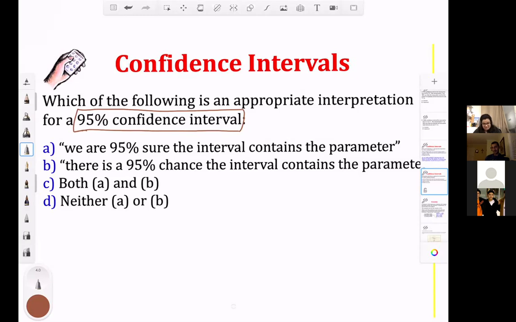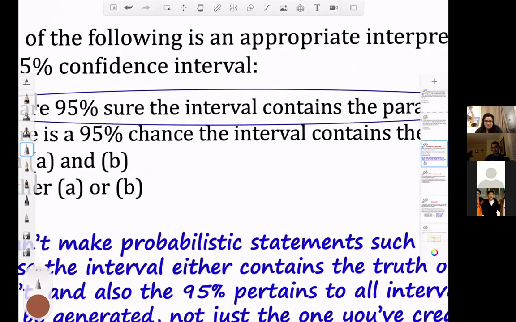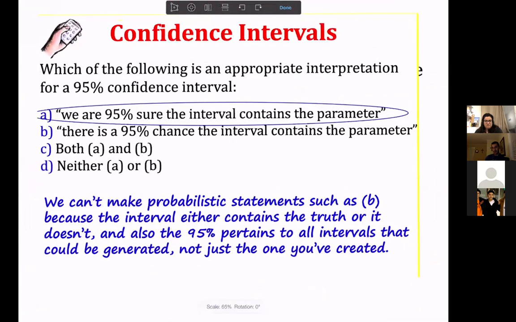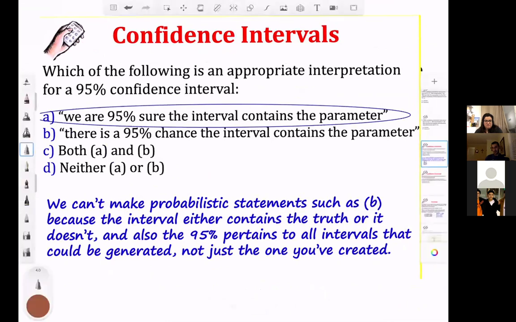A is correct. B, they're talking about the chance, correct? We're talking about probability. We learned that this is not a probability. You're 95% sure. There's a 95% chance the interval contains it. So there is no probability for sure. So A is correct. I think the answer is here. Let's read this. So that's the answer. We cannot make probabilities.